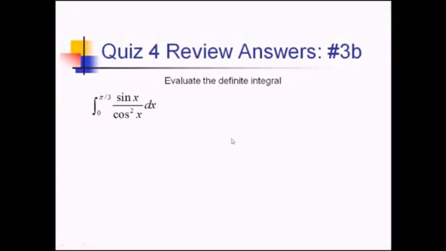On this problem, I'm trying to find the definite integral of sine over cosine squared of x from 0 to pi over 3. Now, you might recognize this kind of problem. It actually is possible to do this without substitution. If you wrote this as 1 over cosine times sine over cosine, that's really secant of x times tan of x, which has a pretty straightforward antiderivative. But if you didn't spot that, you could always use substitution on this.